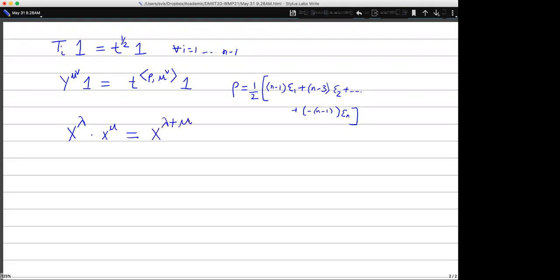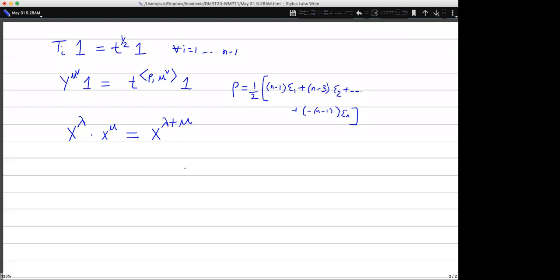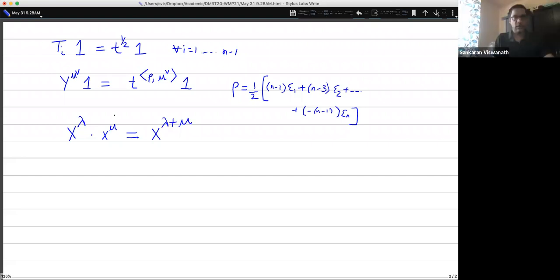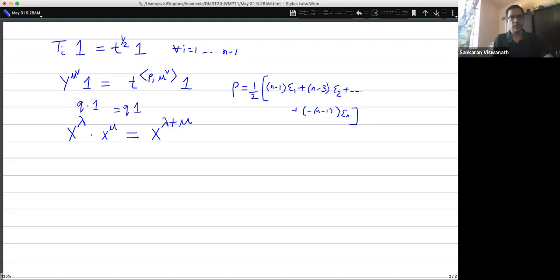Sorry, you also use q, right? Before inducing, you use q as well? Q acts by q as well, yes. On the entire module, yes, q times. So this q is the central element, and this q is the scalar we fixed.